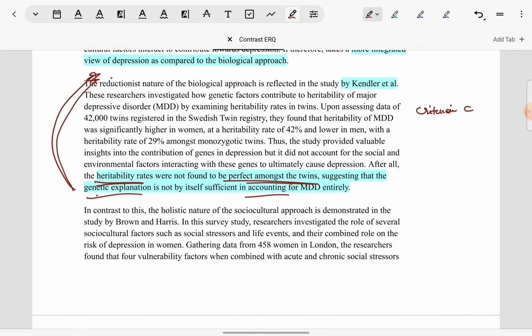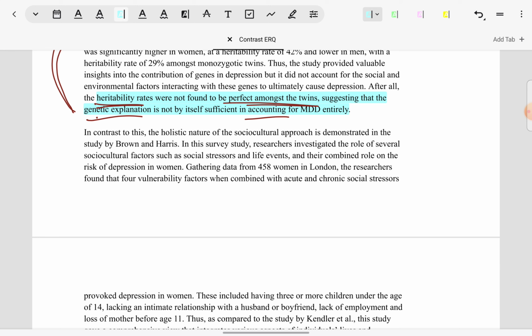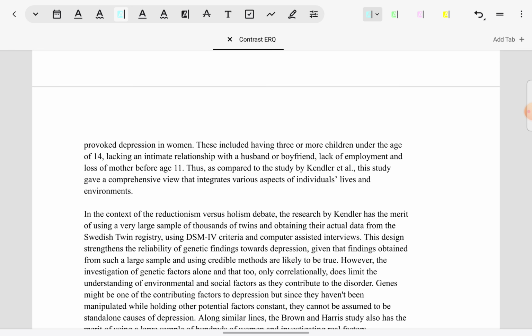Same way we have to summarize the Brown and Harris study. So in this paragraph, again you can pause the video and see, you will find that aim, procedure, results of the Brown and Harris study have been given. Very importantly, in the conclusion, not only has the study been linked back to how the sociocultural approach is more holistic, also it has been contrasted with the Kendler study.